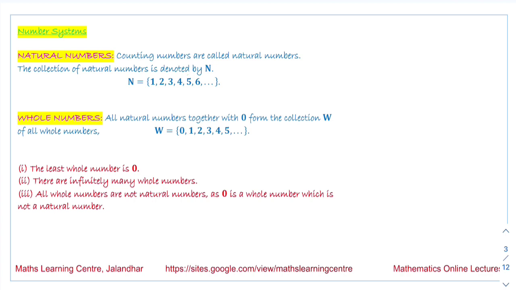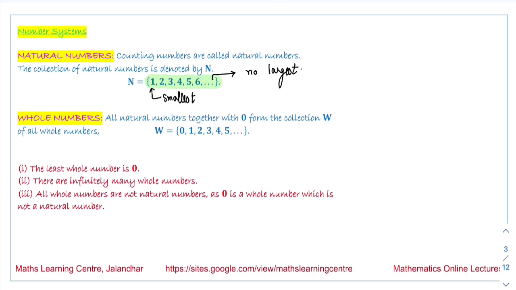The numbers which are used for counting purposes are the natural numbers. So these are the numbers 1, 2, 3, 4, 5, 6 and so on. If we talk about the smallest natural number, 1 is the smallest natural number, and if we talk about the largest natural number, there is no largest natural number. You can find the next number after 6: it is 7, then 8, 9, 10. There are infinitely many numbers.